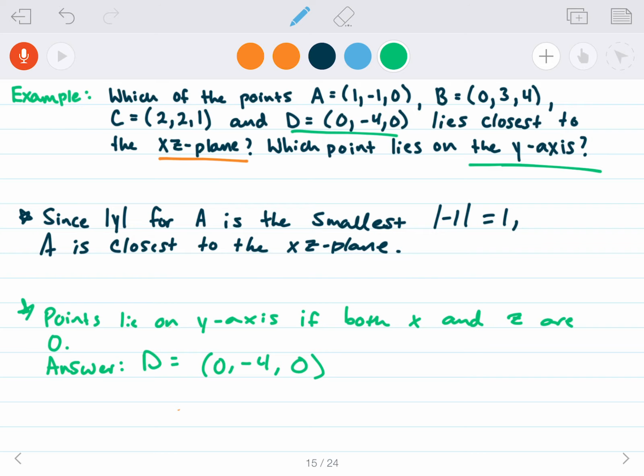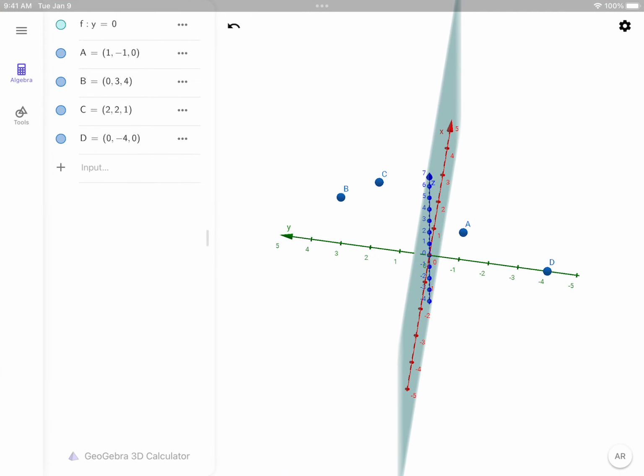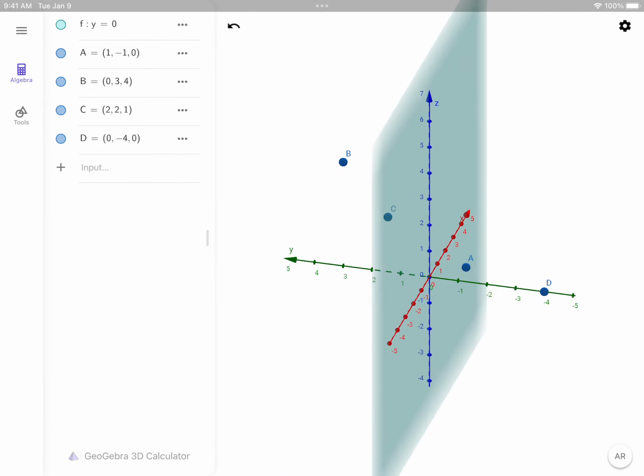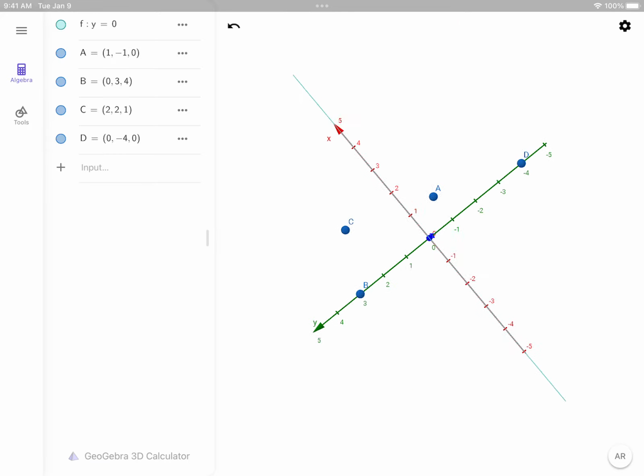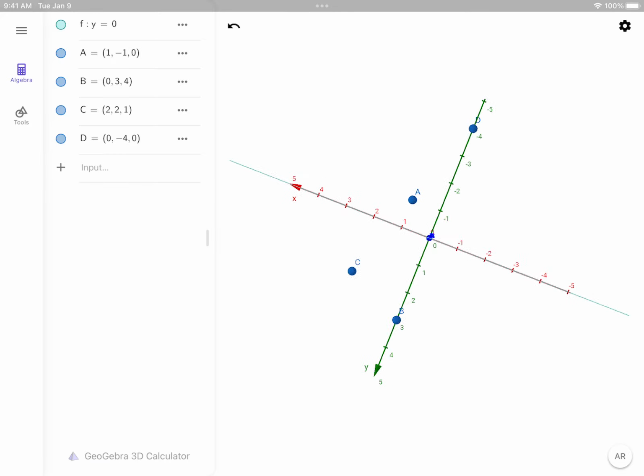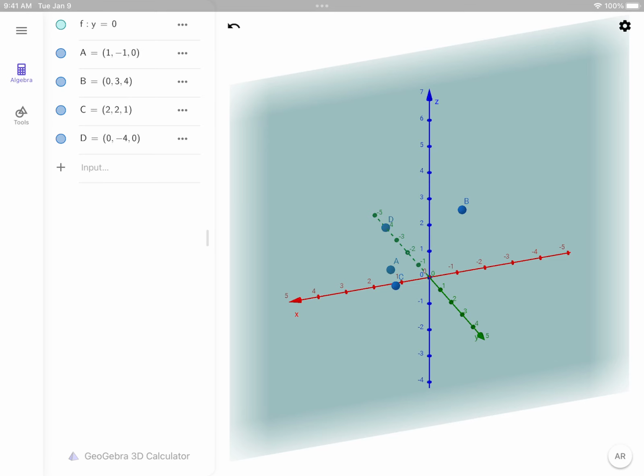And again, we could put all of these into GeoGebra, and we can see that D does indeed lie on the y-axis. It's the only one that lies on that green axis. Okay.